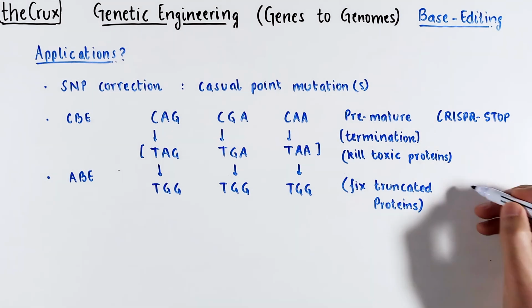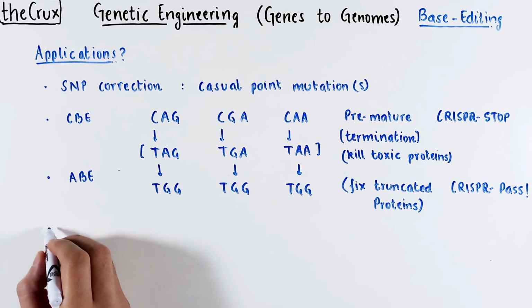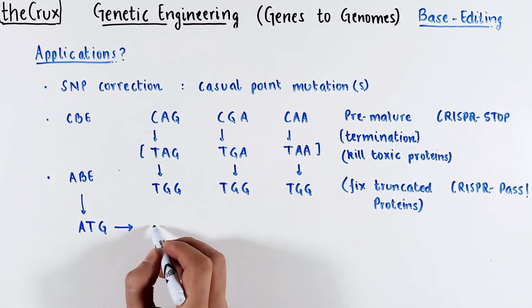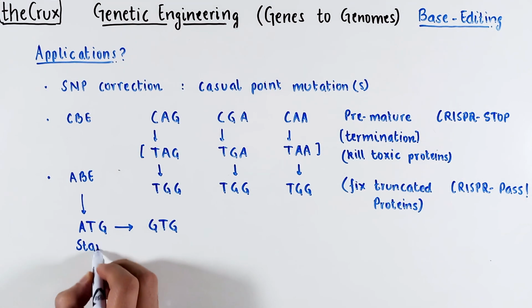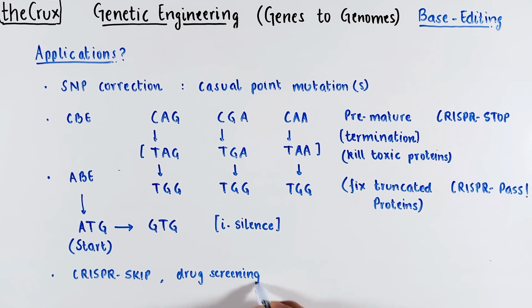This type of application is called crispr-Cas. ABEs can also be used to convert start codons into non-start codons, and that way a protein is never expressed. This type of strategy is called I-silence. Just like this, there are many other applications for splicing control, drug screening, and mutagenesis where base editing can be useful.